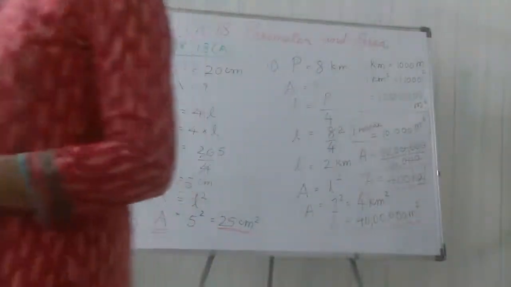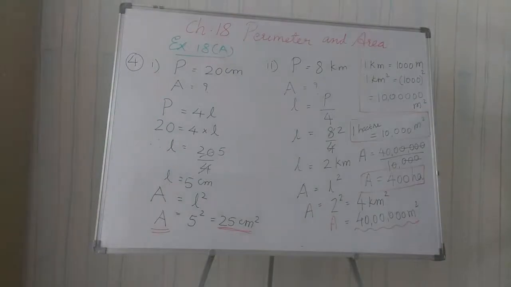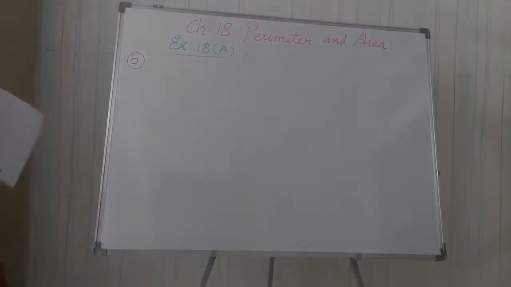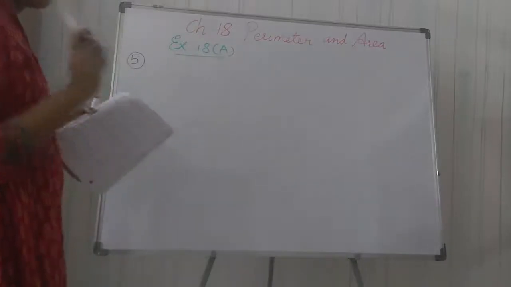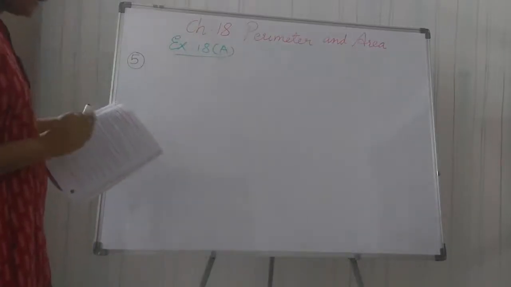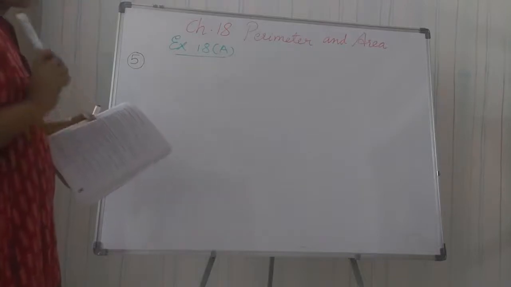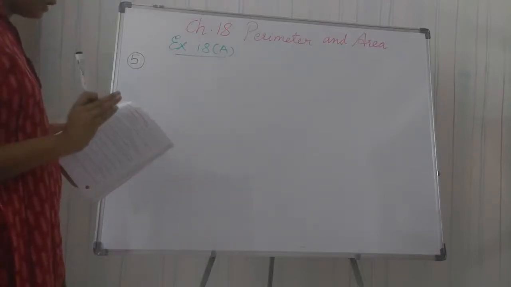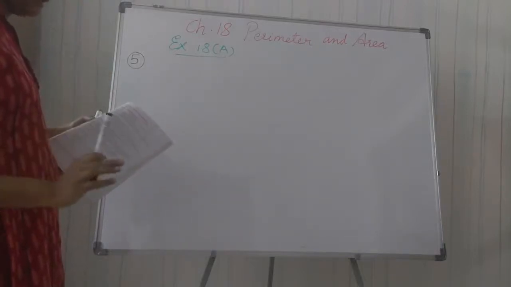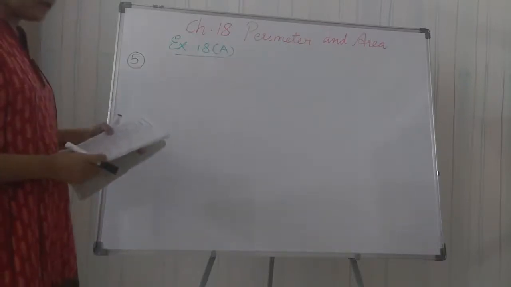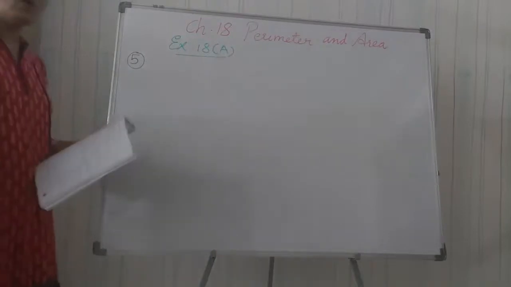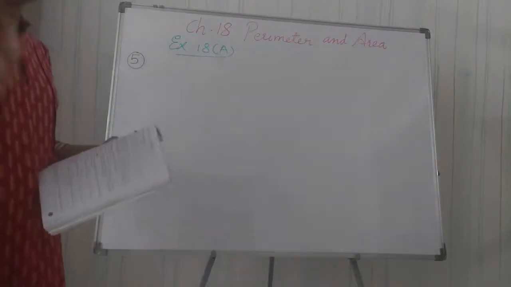So question 4, I think all of you understood, students, how to convert the different units. Now students, the next question is question number 5, exercise 18a. Now I am reading the question, understand it properly. A metal plate measuring 32 centimeter by 12 centimeter is cut up into small squares of side length 4 centimeter. How many squares will be cut?